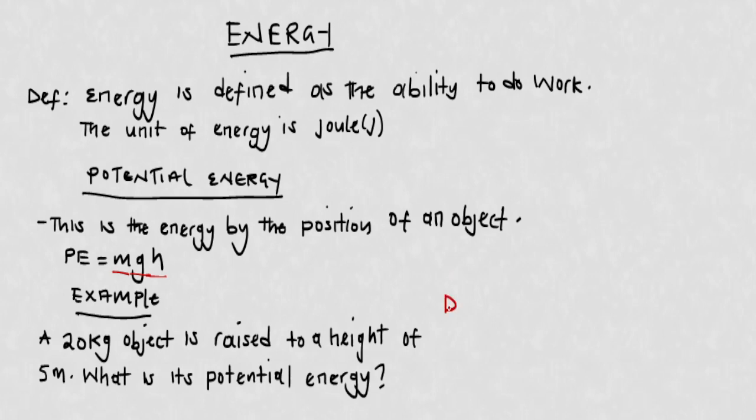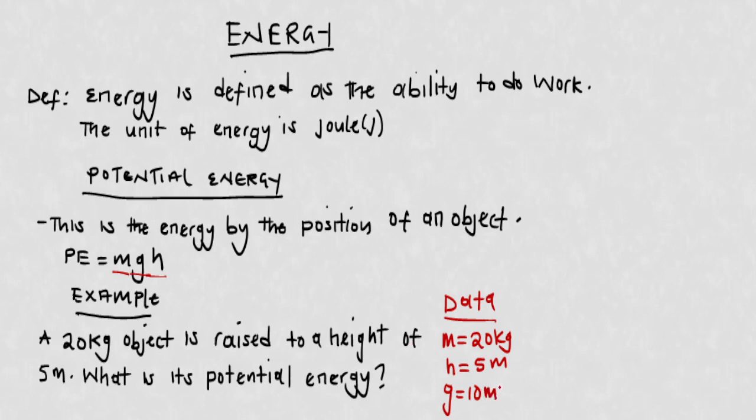So data, we've been given mass, which is 20 kg. Then we have been given height, which is 5 meters. What else have we been given? g is a constant. g is acceleration due to gravity. For g we use 10 meters per second squared.